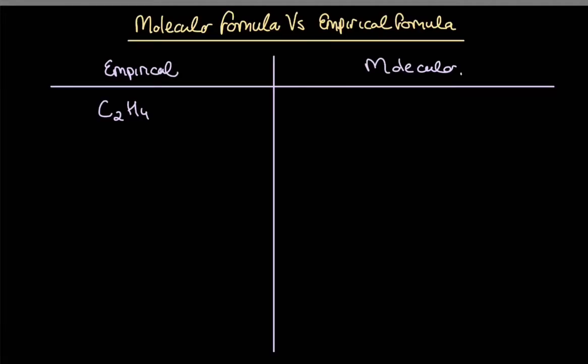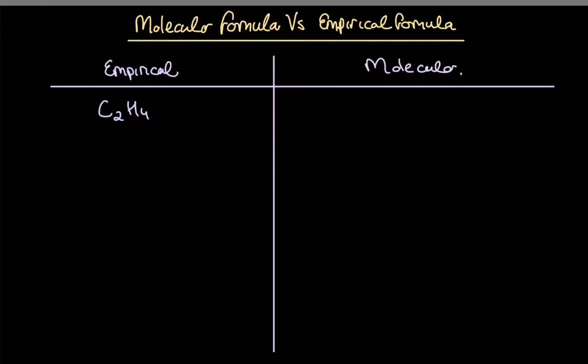Okay, so now we're going to look at the empirical formula and the molecular formula. So again, stoichiometry is all about calculating how much of an element is in a certain compound or molecule. So there's two different types of formulas, molecular formula and the empirical formula.